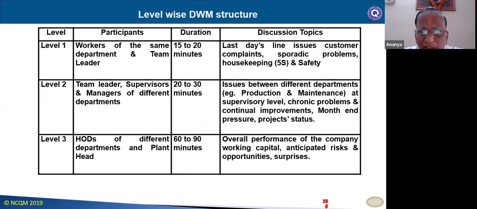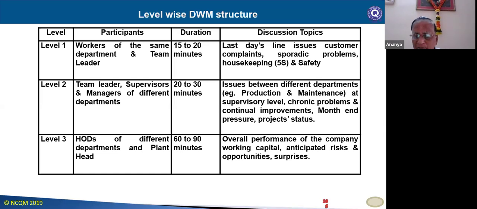Various levels are talked about here, level 1, level 2, level 3. Level 3 is a higher level, level 2 is the departmental head, and what type of problem they will discuss. Level 1, they are going to discuss daily day-to-day problems, housekeeping problems, safety issues, same thing PQCDSM just now talked about here. Team leader, production methodology, maintenance methodology, all those things are the higher level, maybe strategy.